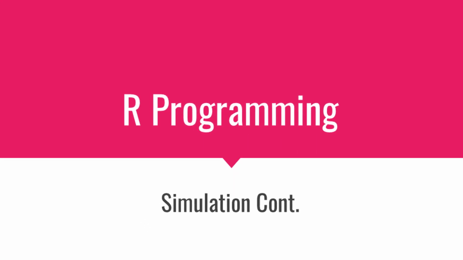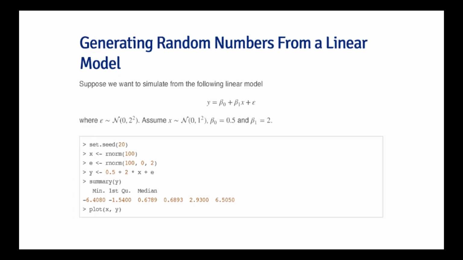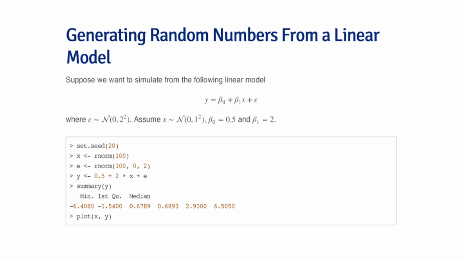Now we have talked about how to simulate random numbers from the simple probability distributions. But the question now is, what if we want to simulate data from a model like a linear model? So I've got a fairly simple linear model here. It has a single predictor x, and it's going to have random noise, what I called epsilon, that has a normal distribution with standard deviation 2.